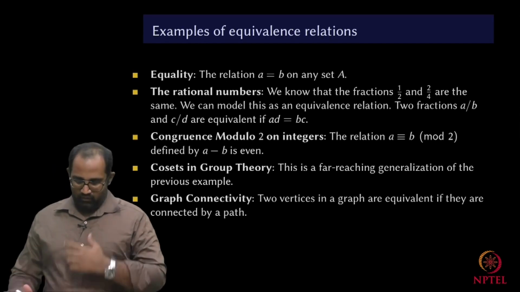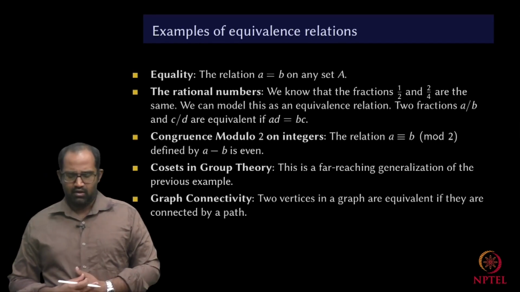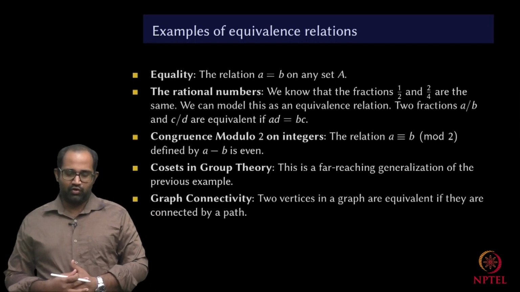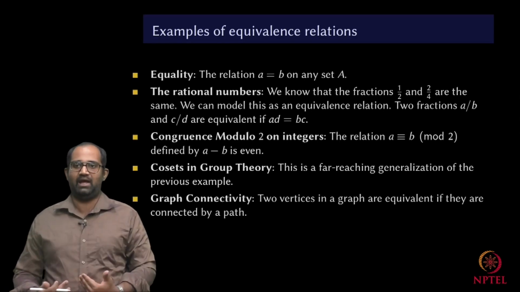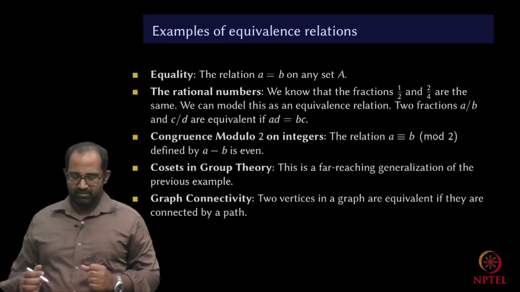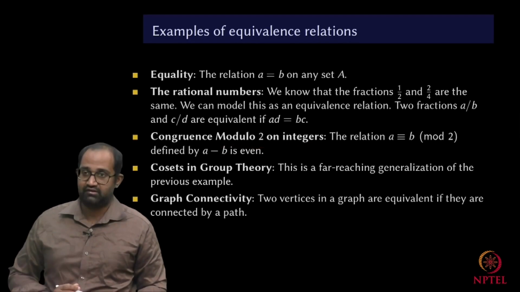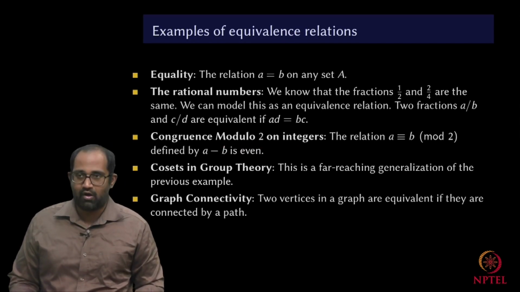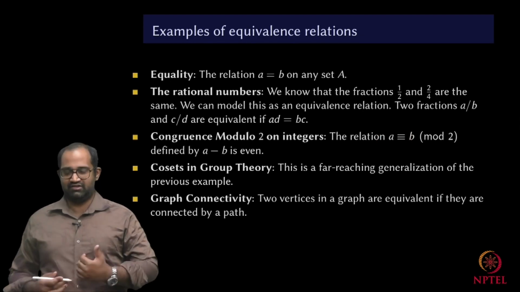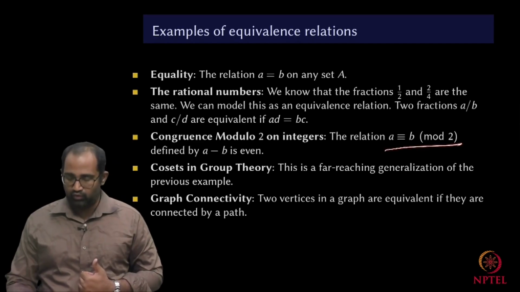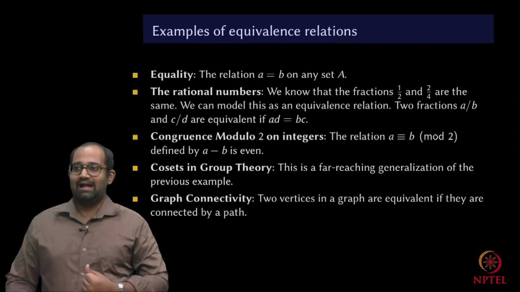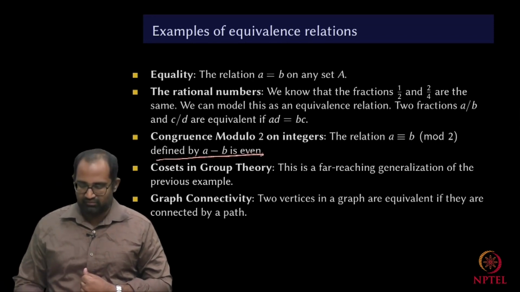Now, the next one is probably the most important one in terms of applications, the congruence modulo 2 on integers. As the name suggests, there is a congruence modulo n, without which you cannot really do modern number theory or cryptography. Let us just take the simplest case, congruence modulo 2 on integers. We write it as A, triple equal to B mod 2, that is the actual relation, that says that A is congruent to B mod 2. In other words, two numbers A and B are related if A is congruent to B mod 2, and that happens precisely when A minus B is even.